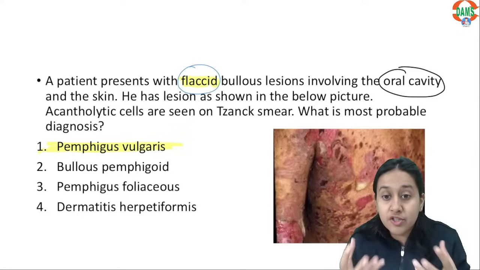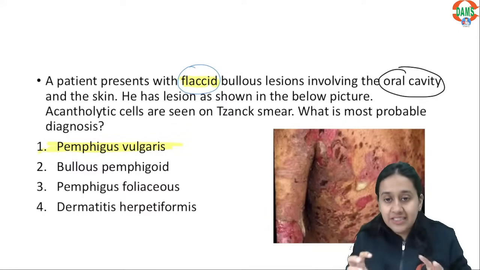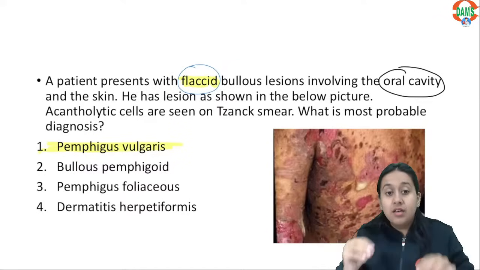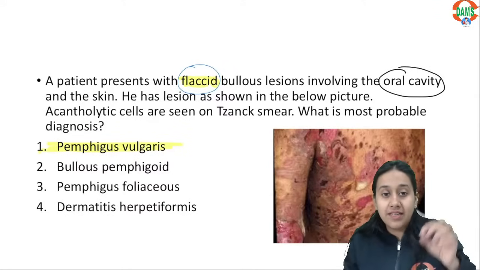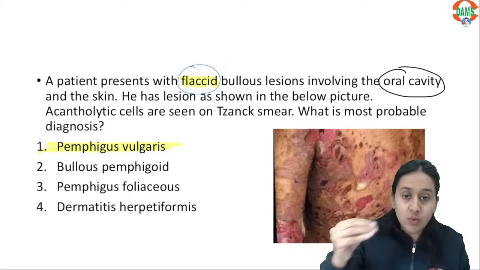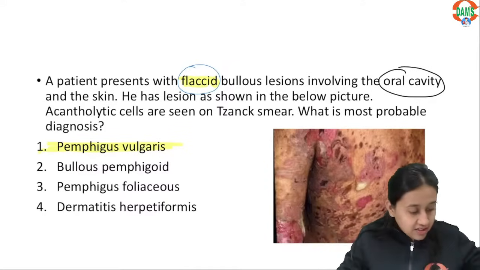And what does Tzanck smear show? It shows the content of the blister fluid. Which cell is floating inside the blister fluid? Please remember, in the pemphigus group of disorders, it is the acantholytic cell, the round keratinocytes, which are floating inside the blister fluid. Clear? Okay, great.